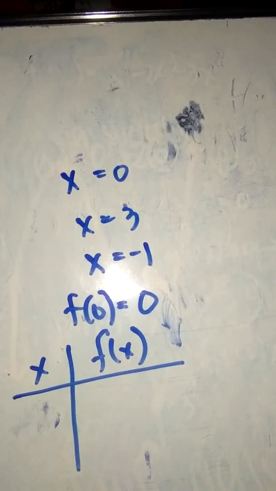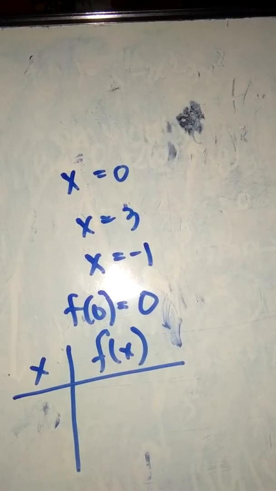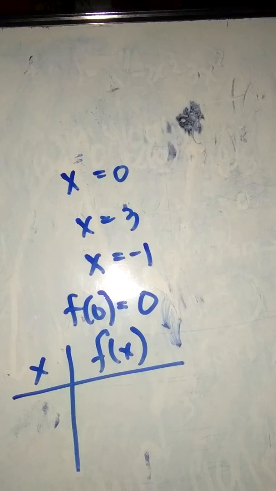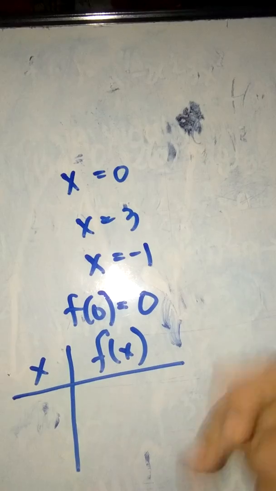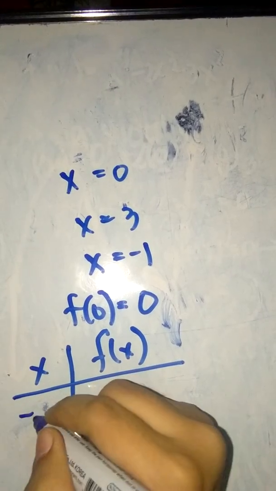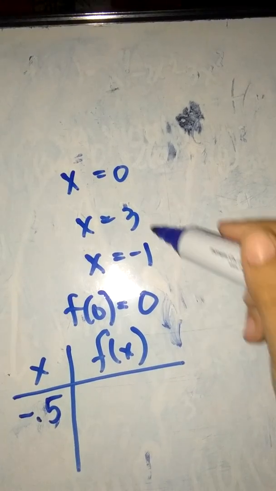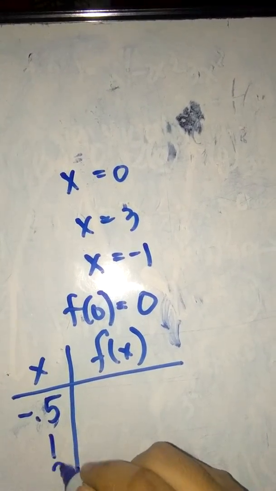Okay, so the next step is to find other extra points. Since we have 0, 3, negative 1, and 0 as the results for our steps 2 and 3, we now choose the values for x that are between these numbers. So starting with the lowest value, which is negative 1, the next is 0. So the number between them, we will choose negative 0.5. Okay, so from 0 to positive 3, we have 1 as well as 2.